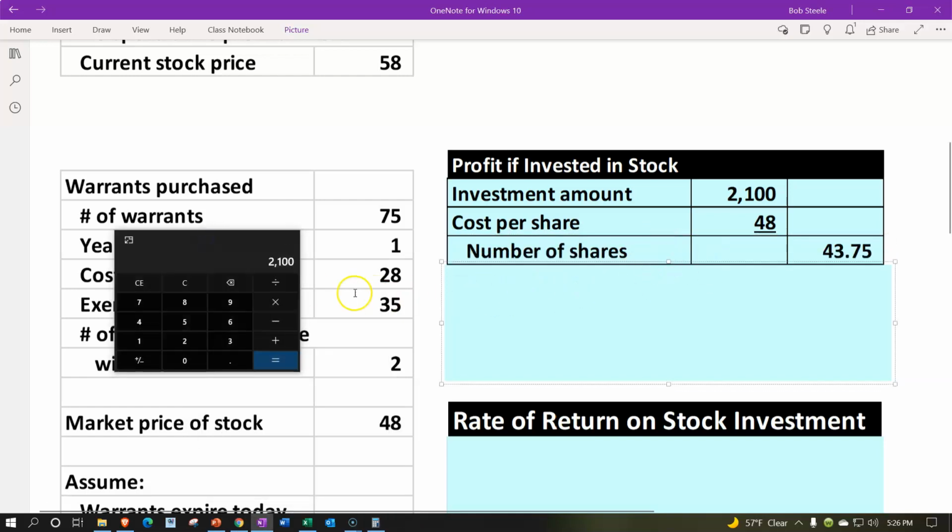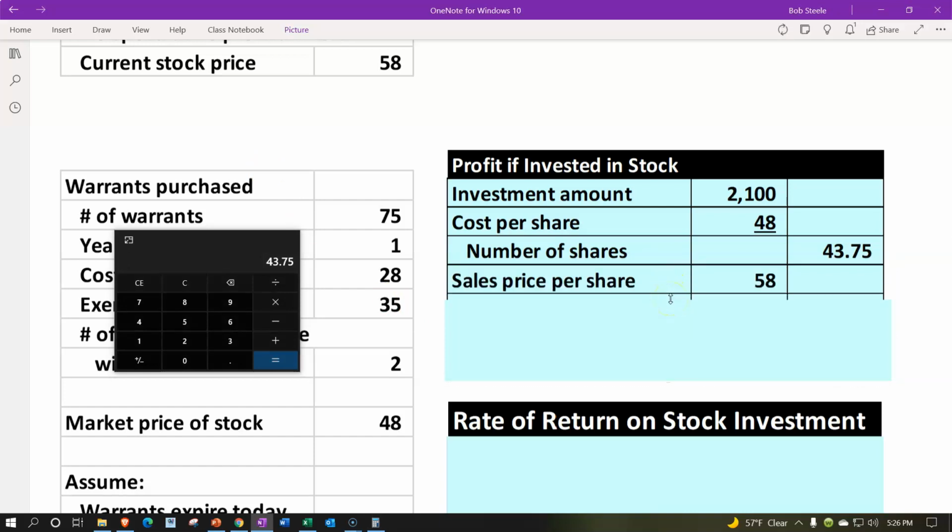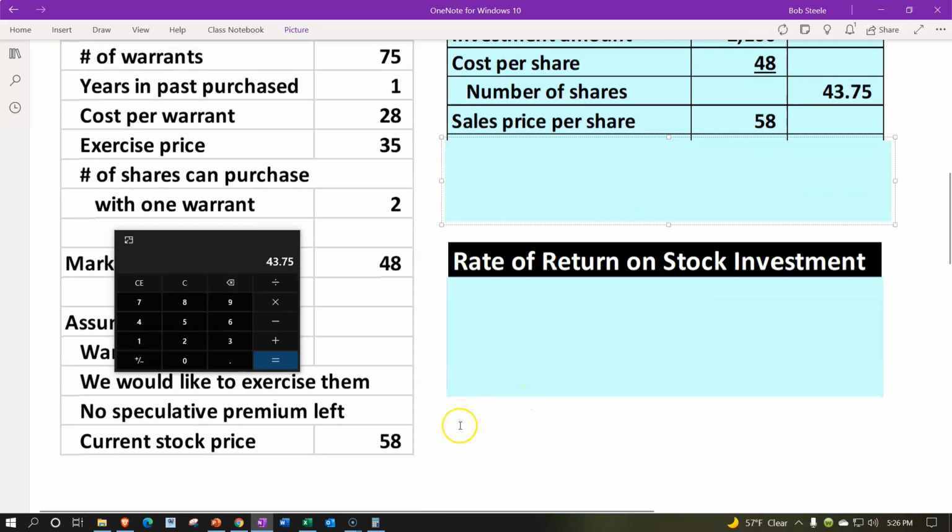Then we get the number of shares. It's not even, so we'll have to work with an uneven number, but divided by 48, we get 43.75 shares, about 44 shares. The sales price per share at the end of this, 1 year later, is $58, so it went up.